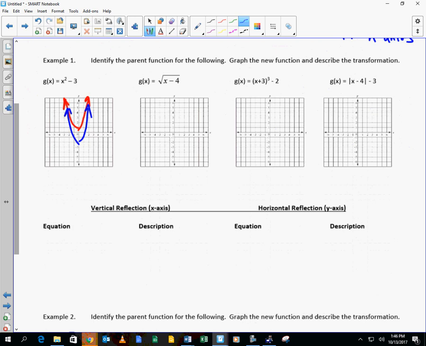So let's look at this. The x minus 4, is that on the inside or outside? It's on the inside. Now we know what the parent function looks like. It looks like that. So what's the minus 4 going to do?